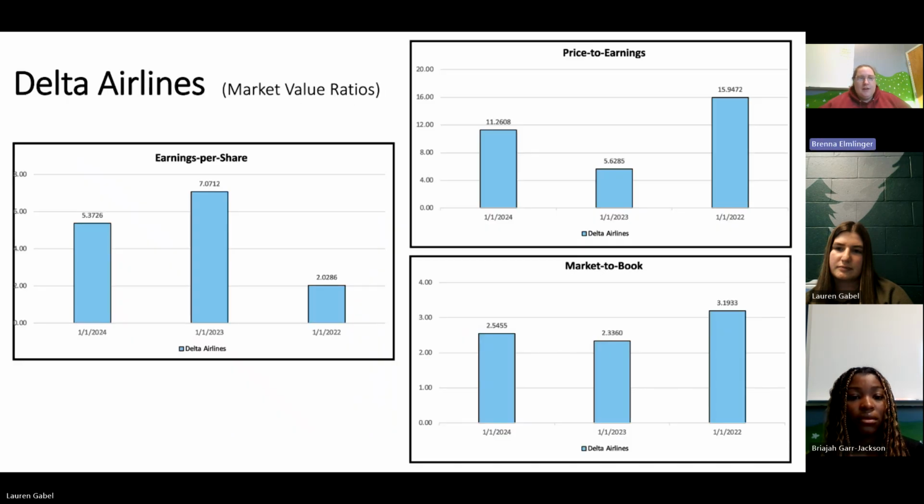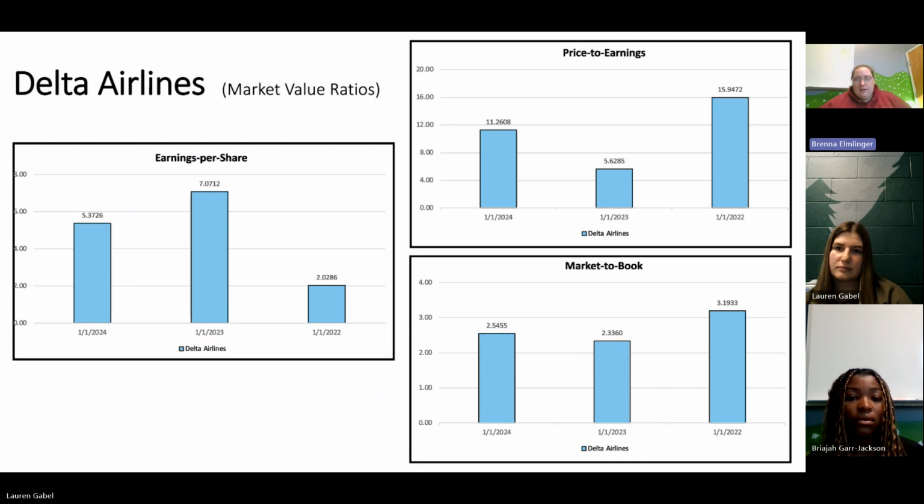Looking at these graphs, earnings per share, the price of Delta's share started out at 2.58, which had a strong growth to an average of 7.071 in 2023, but then a slight decline to 5.372 in 2024. They had a strong growth year in 2023 compared to the other years when it comes to their price of stock.